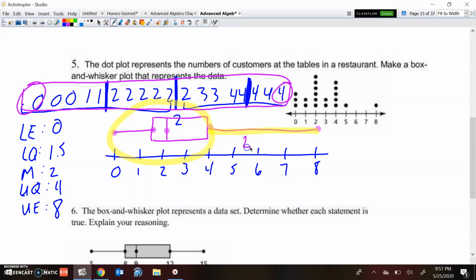So 25% of the data falls in this range, 25% of the data fell in that range, this range, and this range. We can see that because it's skewed right, most of our data is congregated on the left. And this here is the number of customers at tables in a restaurant.